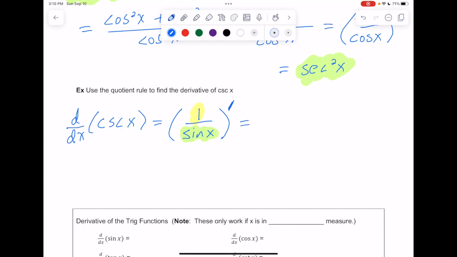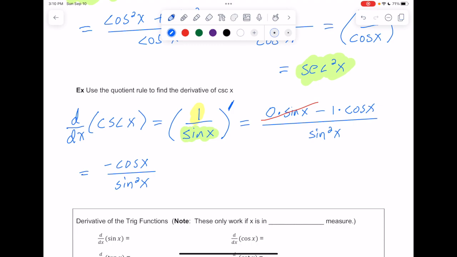So we do the derivative of the numerator, which is 0, derivative of 1 is 0, times the denominator left alone, so sine x, always a subtraction in the quotient rule. And then we're going to take the numerator and leave it alone, times the derivative of the denominator, and the derivative of sine x is cosine of x. And then we're going to have all of that over the denominator squared, so that would be sine squared of x. All right, so the 0 makes that piece go away, and we just end up with negative cosine of x over sine squared of x.